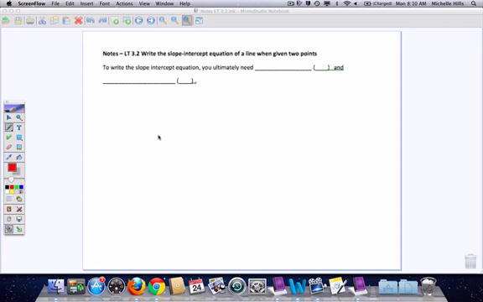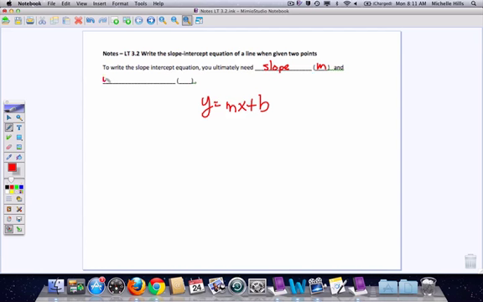To write the slope-intercept equation of a line, this sounds kind of silly to say, but if you stop and think about the name, you ultimately need the slope. And when you're looking at y equals mx plus b, which is the slope-intercept equation, slope is the m. M is for mountains, and mountains have slopes. And you also need the y-intercept. Now the y-intercept is the constant b.